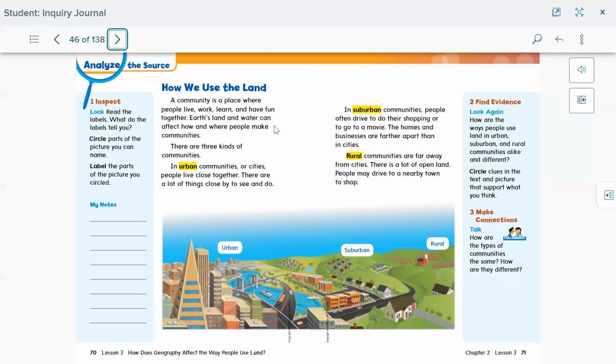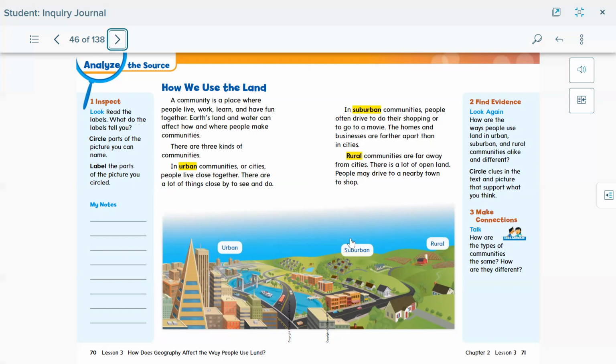Earth, land, or water can affect how and where people make communities. There are three kinds of communities. In the urban communities, or the cities, people live close to each other. So there are a lot of things close by to see and to do. So that's urban. You can see tall buildings, busy streets, traffic, museums, lots of good things that you can do and visit in the city.